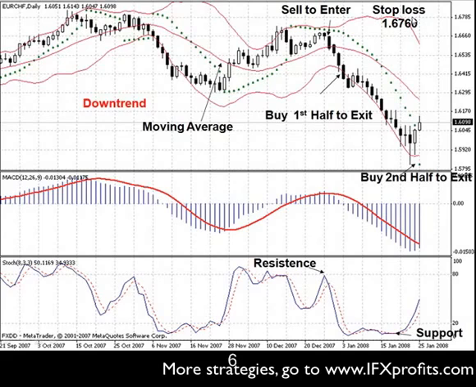That brings us to the end of the instant pip profit technique.